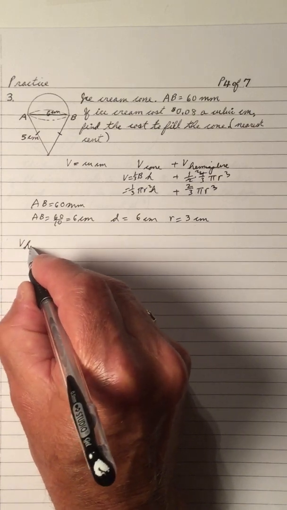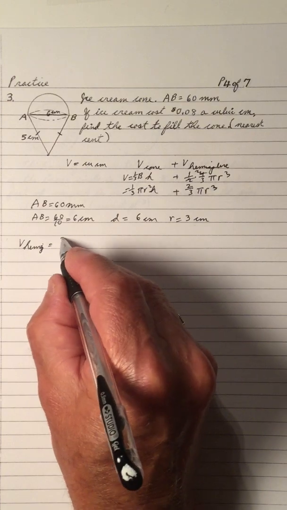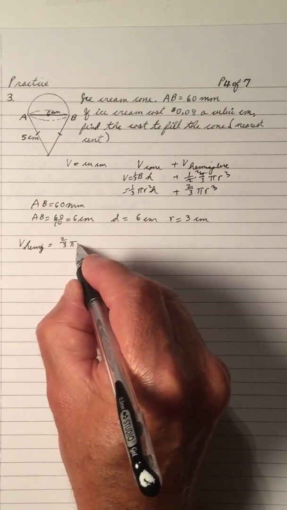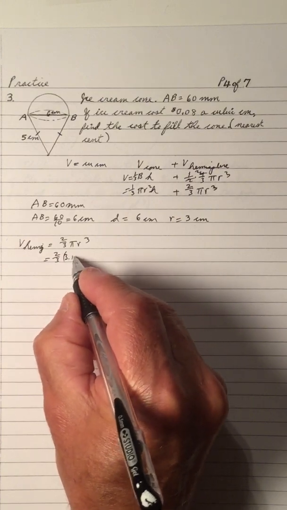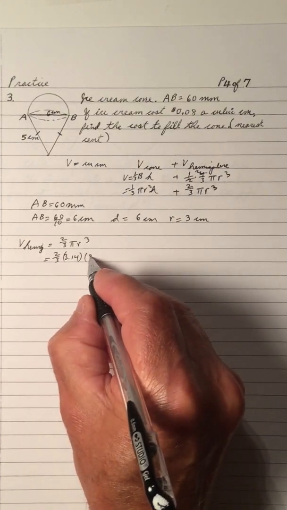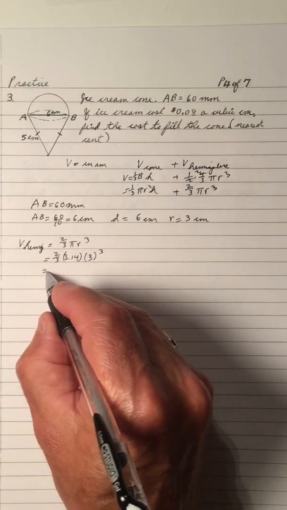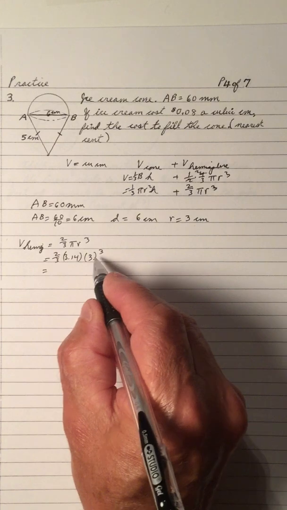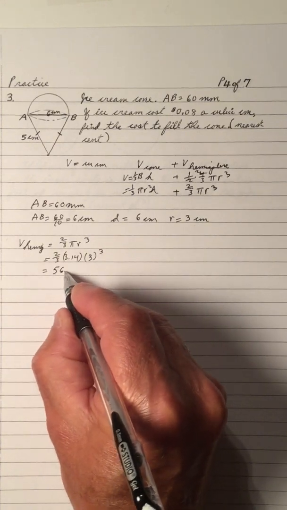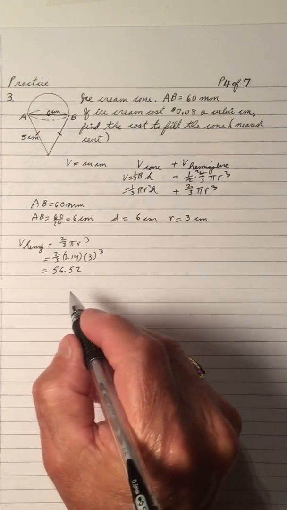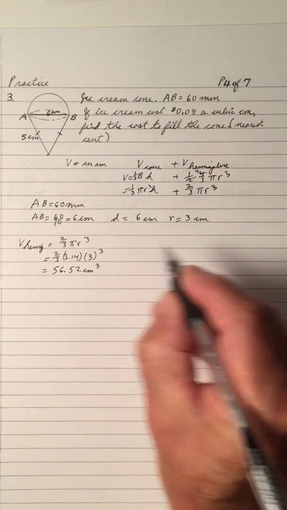The volume of the, I'm just going to call it HEMI, is 2/3 pi r cubed. So that's 2/3 times 3.14 times 3 cubed. When you use your calculator and go 2 divided by 3 times 3.14 times 27, you'll get 56.52. And again, it's in centimeters, so that's cubic centimeters.